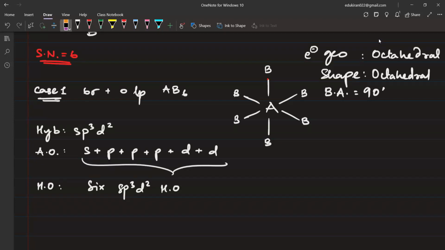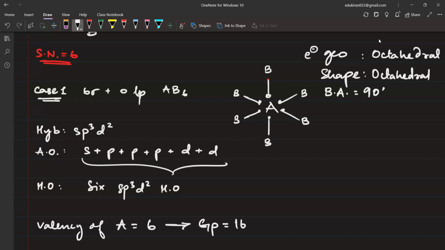Valency of A will be 1 electron, 2 electron, 3 electron, 4 electron, 5 electron, and 6 electrons, right? So valency of A is equal to 6. That means group number will be equal to 16. And an example can be sulfur with 6 fluorine atoms, SF6. This is important. SF6 is an example that should be remembered.